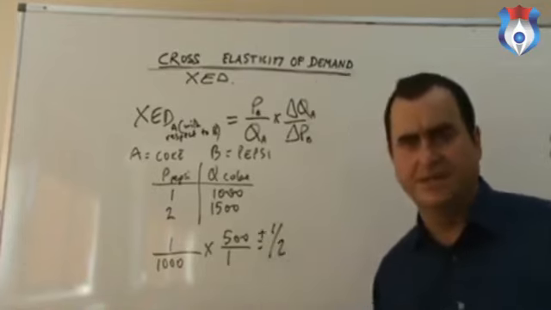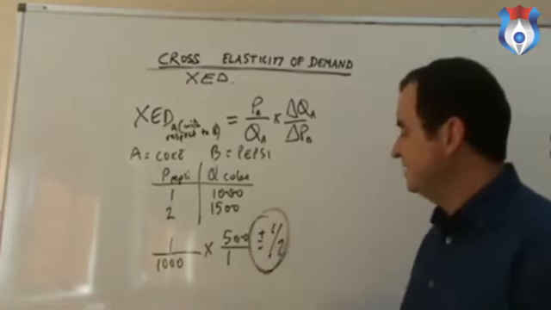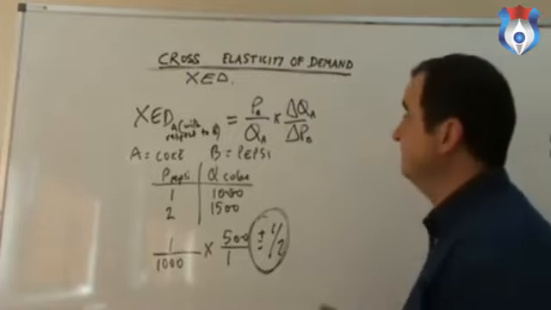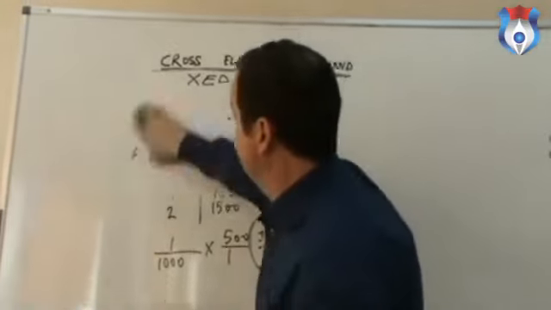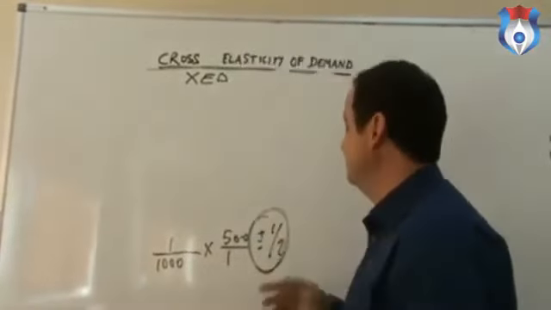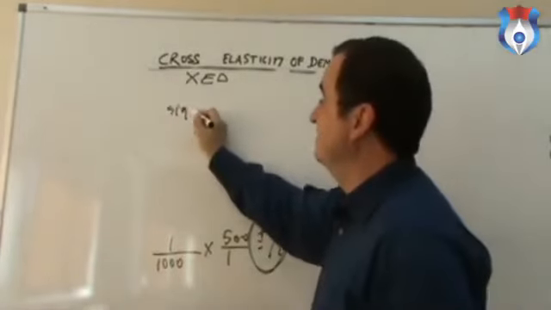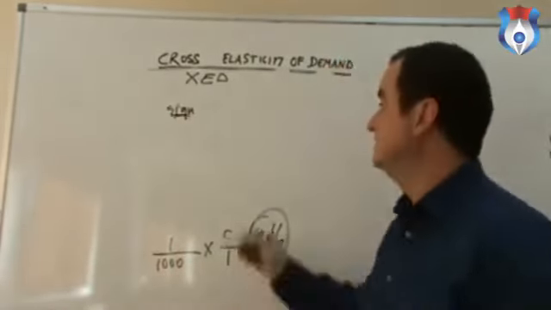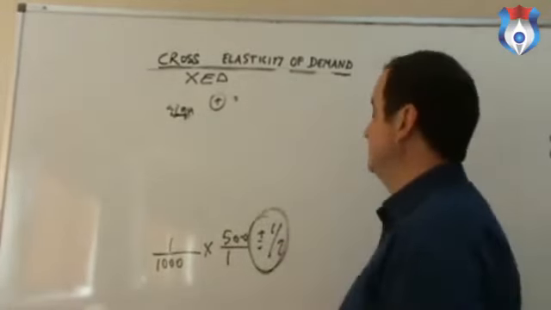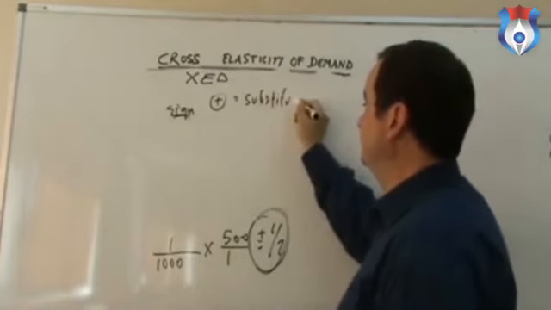Well, just like with income elasticity of demand, it's really important that you take your value and look at the sign and the size. So we've got this plus a half. Sign: is it plus, is it minus? We know that a plus value on cross elasticity of demand denotes that these goods are substitutes.